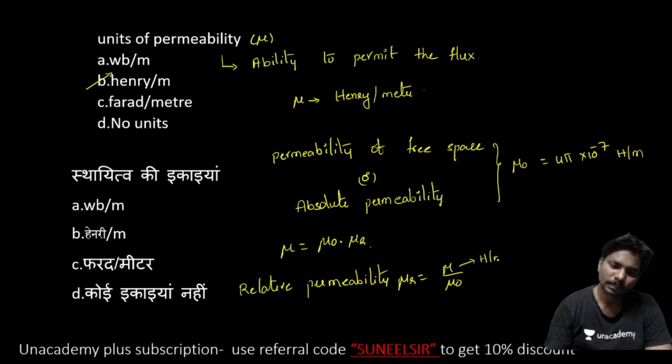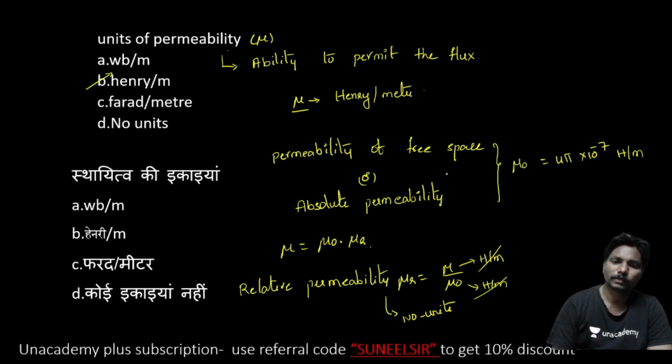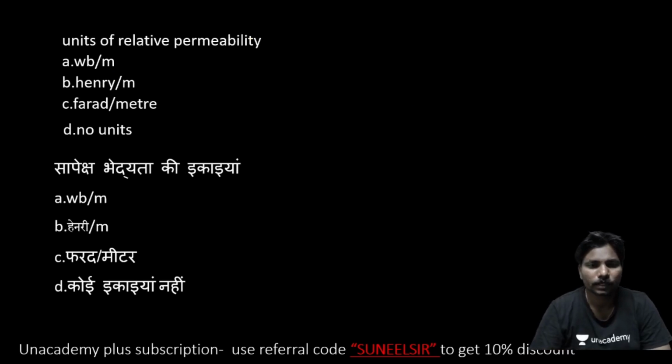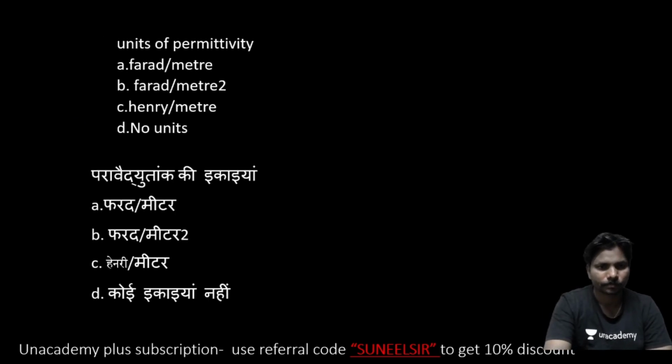Mu has Henry per meter, mu naught has Henry per meter, so both will be cancelled. So mu r has no units. So if they are asking permeability, or permeability of free space, or absolute permeability, units are Henry per meter. Here they are asking relative permeability. Just now I have explained it has no units.